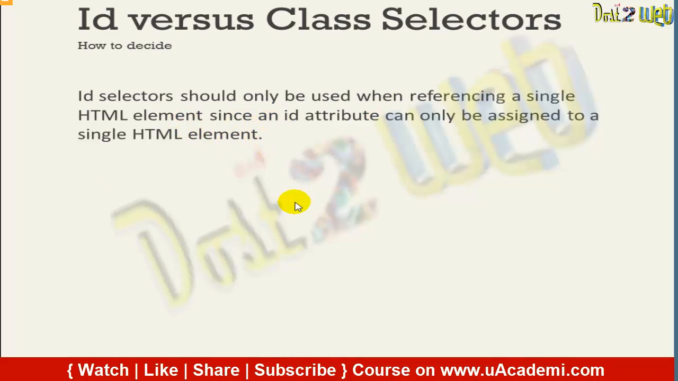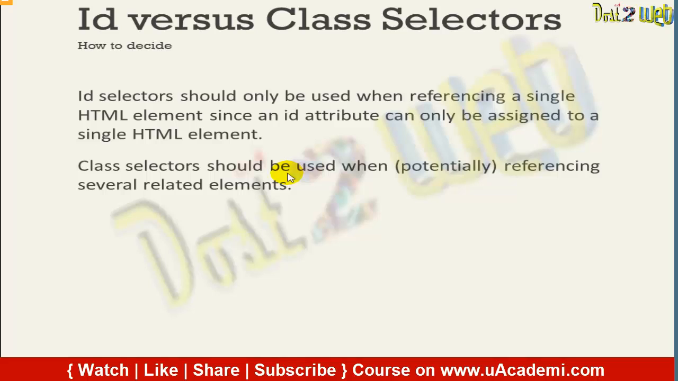Since this is done, next, the class selector. How are you going to use the class selector? Class selectors should be used when referencing several related items. As I said, you have a paragraph. In the paragraph you want to relate so many things, like font face, font color, background color, you can add. Then at that moment you are going to use a class selector.